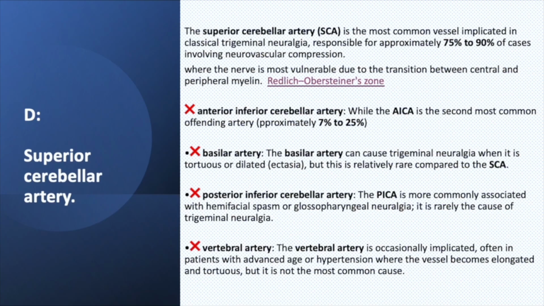The anterior inferior cerebellar artery, or the AICA, is the second most common cause. It's implicated in about 20-25% of cases. The basilar artery is very rarely related to this. The posterior inferior cerebellar artery, this is the most common choice that people make in the exam, and that's the wrong choice. In the cause of hemifacial spasms or glossopharyngeal neuralgia, it is more commonly associated with the PICA. Vertebral artery is occasionally implicated, but that's not really the reason either.